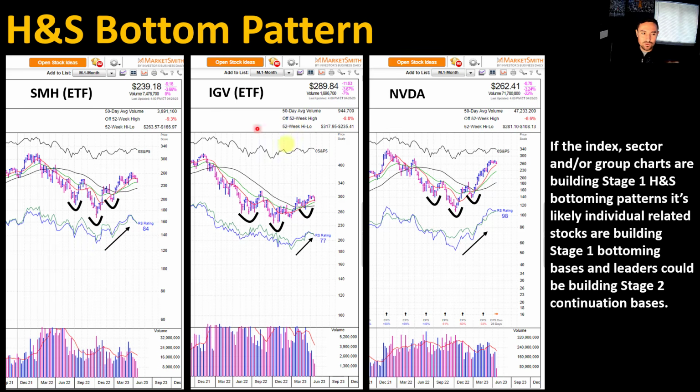Interesting. IGV, software ETF. Left shoulder, head lower low, right shoulder, higher low. Look how the RS line is turning up. NVIDIA, left shoulder, head lower low, right shoulder, higher low. Look how the RS line is turning up.